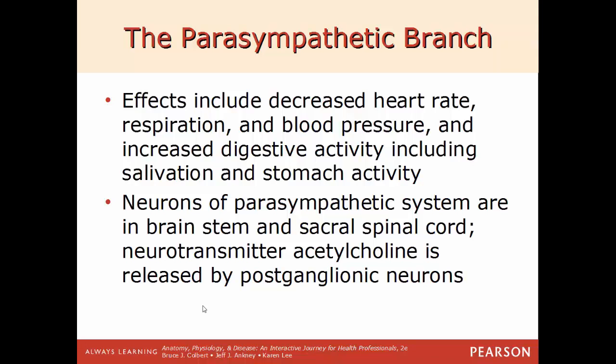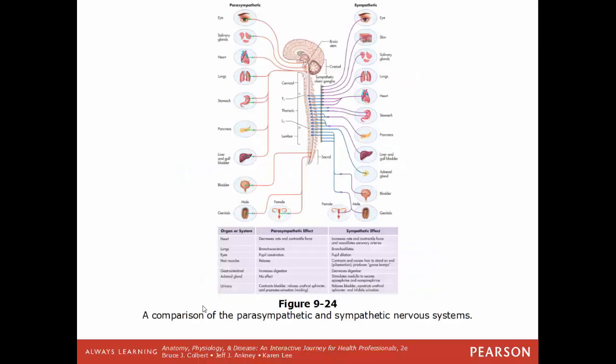Now, the neurons for the parasympathetic system are in the brainstem and in the sacral spinal cord, and the neurotransmitter acetylcholine is released by the postganglionic neuron. Right, here's a summary or a comparison side by side, sympathetic and parasympathetic. What's the big differences here? The parasympathetic are found in the cranial and the sacral regions, which is different from the sympathetic, which are found in the thoracic and lumbar regions of the spinal cord. In this chart, you also find the sympathetic and parasympathetic effects on various organs, like the heart, like the lungs, the eyes, and urinary system, and so on.